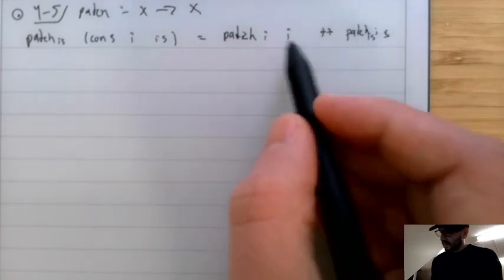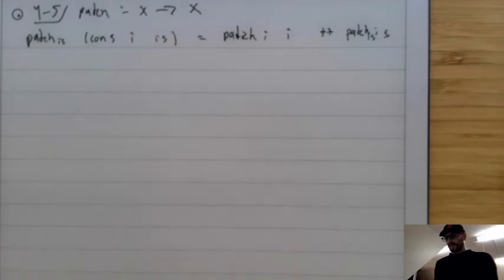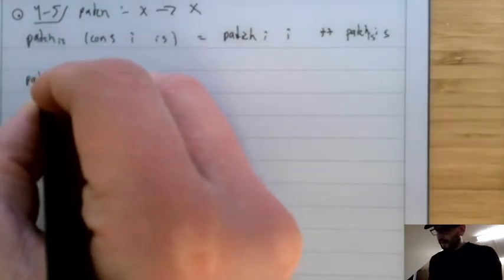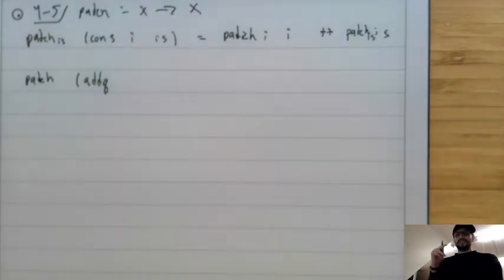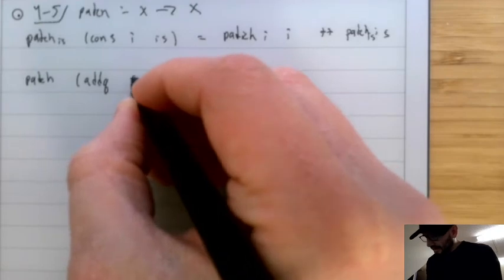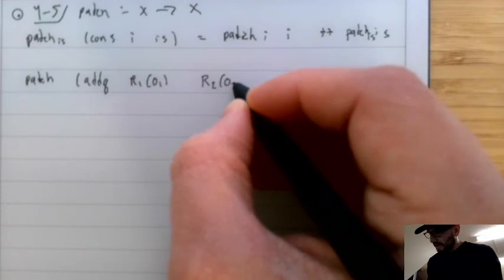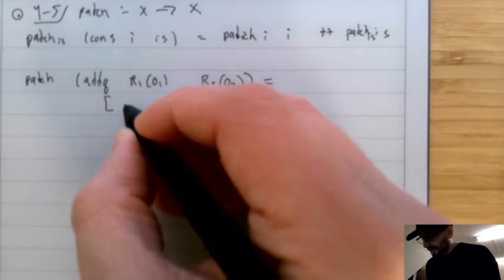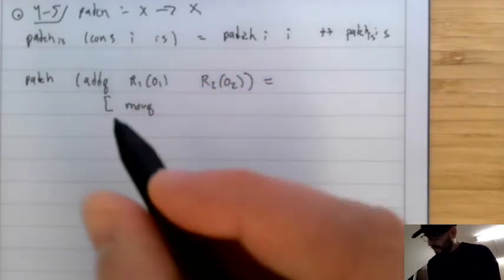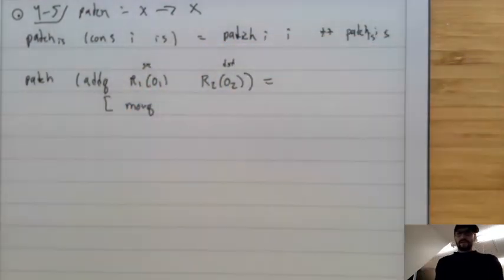of the rest. Notice that this is a plus plus, not a cons, because patch can return multiple things. What I mean is that when you call patch and give it an addq that has two offsets, which means there's a register 1 and an offset 1, and another register 2 and an offset 2, we need to move, remember this is the source and this is the destination, okay?